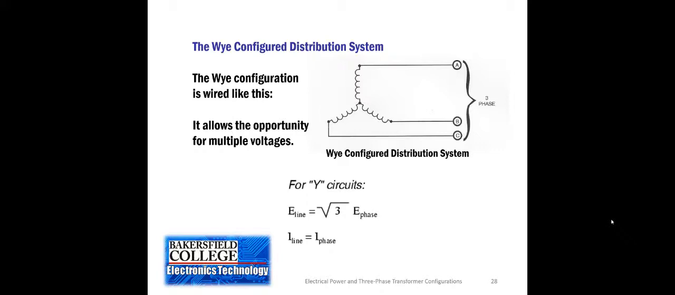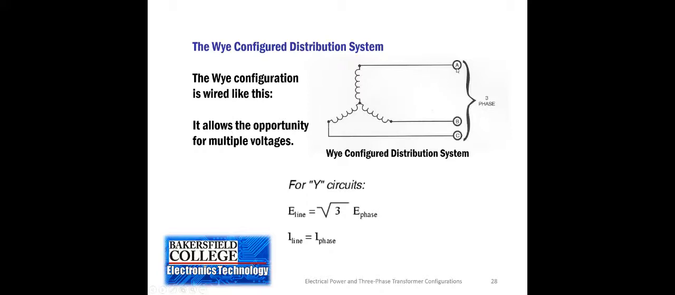Now there are two terms that you'll see used throughout the rest of this presentation: line and phase. The line is actually each power line in the three-phase circuit. So that would be L1, L2, and L3. Phase is the voltage across the load or the component. In this case, the phase voltage is the one that's across the coils.